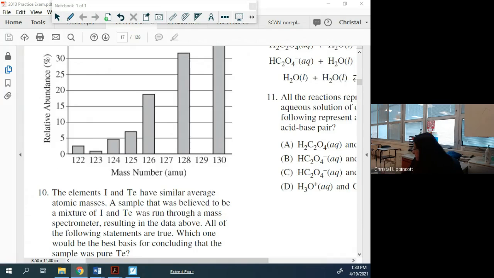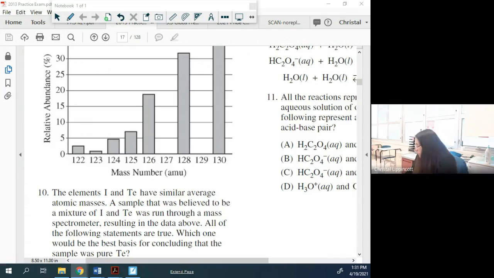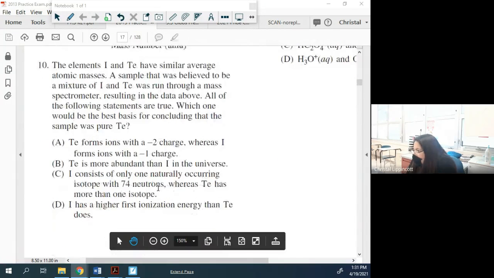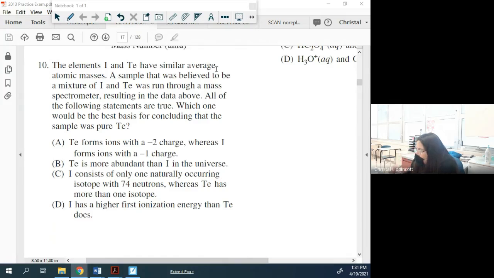You ready? Yeah? No? All right. So they have, these things are mixed together. The iodine and tellurium are mixed together. They have similar atomic masses. Sample was believed to be a mixture of these two. They ran it through the mass spec. All the following statements are true. Which one would be the best for concluding that this was pure Te?